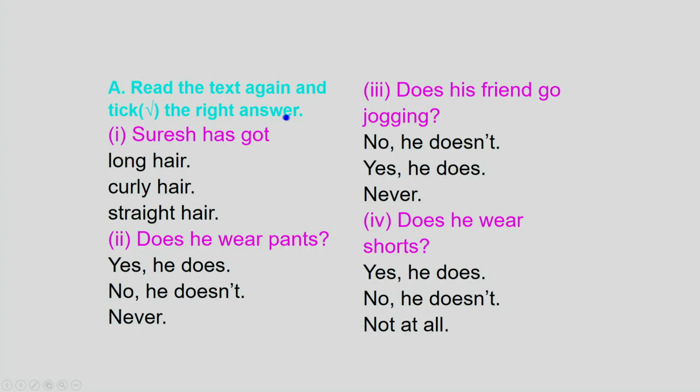Okay, let's then check out some of the exercises from your book. Okay, look at this on the screen and look at the exercise here. The reading here, read the text again and tick the best right answer. Suresh has got what kind of hair? What did we read there? It was long hair, curly hair, straight hair. Which one do you think? It was curly hair, yes. And does he wear pants? Does he wear pants, do you think? Let's see again. If you, yes, he does not, right?